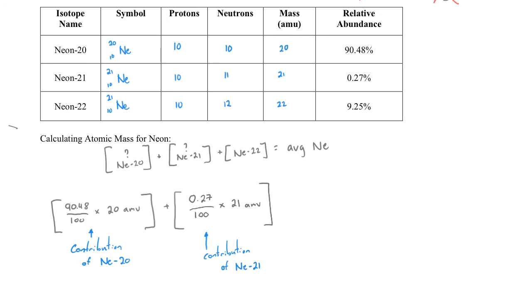In the third term, we're going to add in the contribution of the neon 22 isotope. The neon 22 isotope has a relative abundance of 9.25%. So if we divide 9.25 by 100 and then multiply that by the mass of 22 AMU, we get the contribution of that particular isotope. We can now determine the average mass for the element neon, taking into account these three isotopes. When we add each of these terms together, we get a calculated value of 20.1877 AMU. Now we just have to figure out how many significant figures this calculated value should be rounded to.